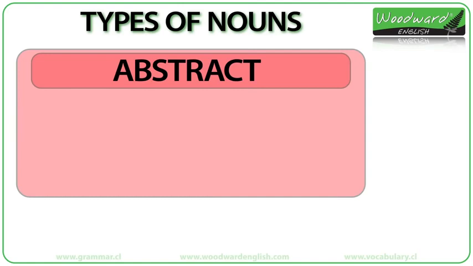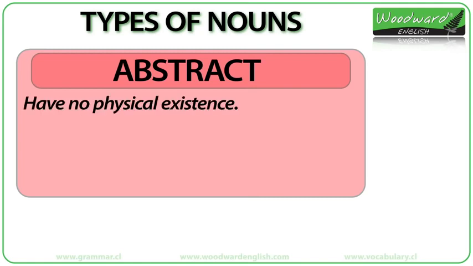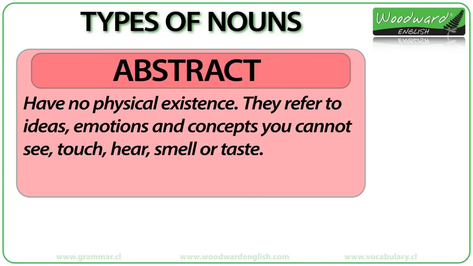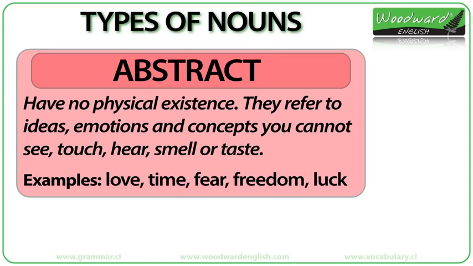Abstract nouns. Abstract nouns are the opposite of concrete nouns. Abstract nouns are nouns that have no physical existence. They refer to ideas, feelings, and emotions or concepts, so you cannot see, you cannot touch, you cannot hear, you cannot smell, or you cannot taste an abstract noun. Some examples of abstract nouns are love, time, fear, freedom, and luck.